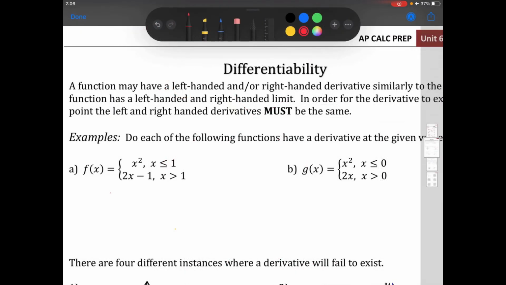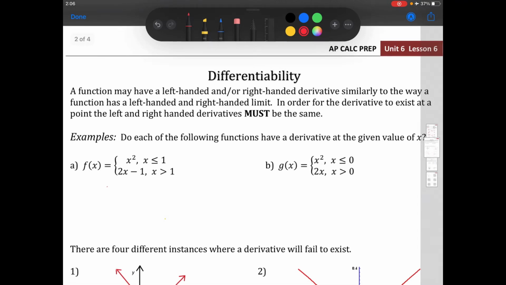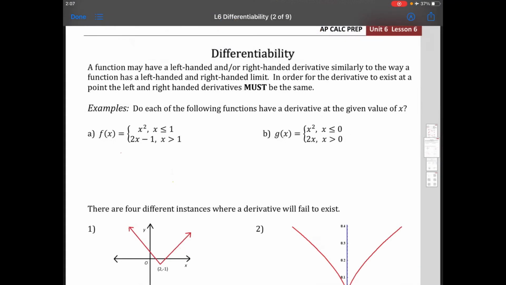A function may have a left-handed and/or right-handed derivative, similarly to the way a function has a left-handed and right-handed limit. In order for the derivative to exist at a point, the left and right-handed derivatives must be the same. So it's just like how we look for the limits, whether the left and the right are the same, it exists. Same thing with the derivatives. So let's get started with the example.